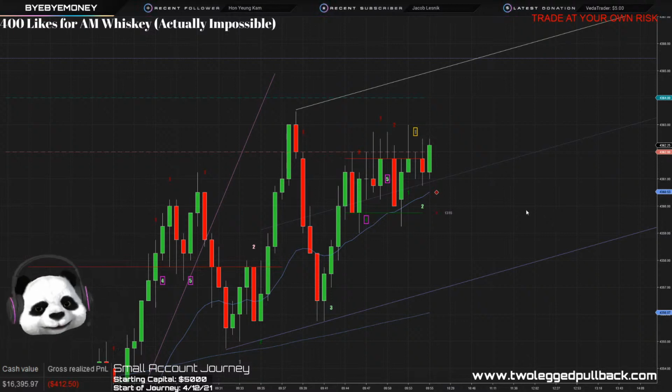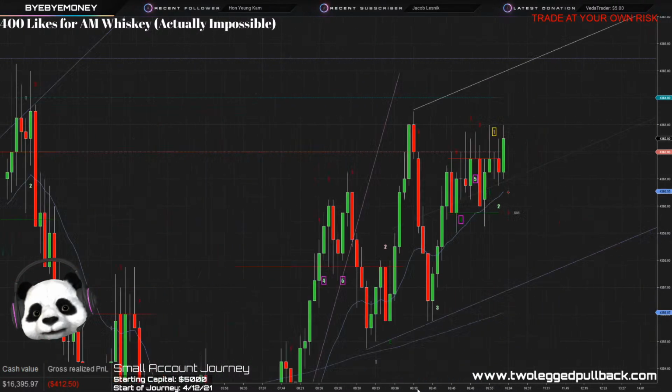All good, pandas. Hitting the stop loss again. I'd be sweating if I was still in the trade though. It's getting very choppy now. Very choppy. Very choppy here.